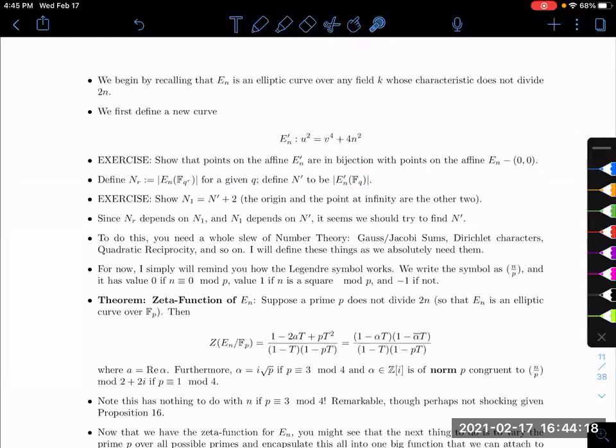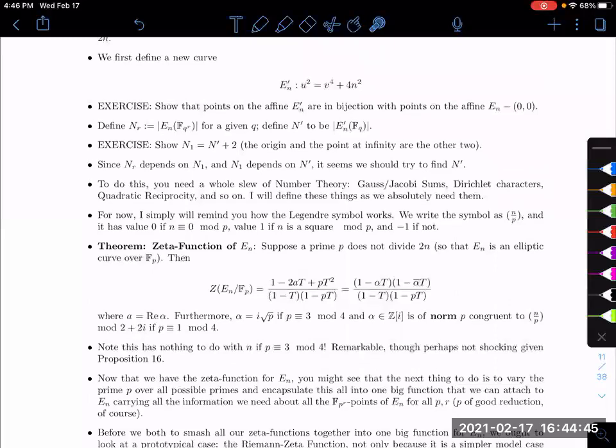And as an exercise, it's pretty easy to show. You can show that N_1, which is the number of F_q solutions on E_n, is N prime, the number of F_q solutions on E_n prime, plus 2. And if you're wondering where the plus 2 comes from, the origin and the point at infinity are the other two. The origin that we kicked out, and then we also kicked out the point at infinity because we're looking at the affine version of E_n here.